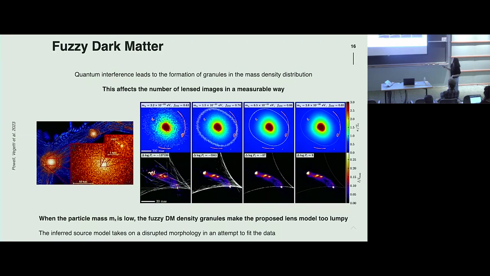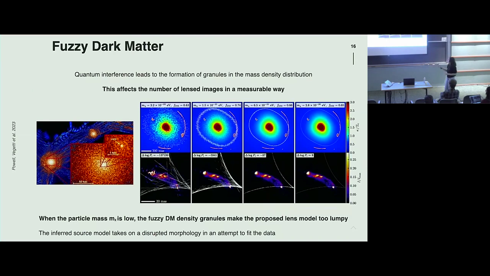As dark matter goes from more fuzzy to less fuzzy, the mass density distribution of your galaxy is less granular, so you get very smooth critical curves. On the other hand, you get loads of granules, and so you get all these jagged critical curves. What it means is that if you take two points on the lens plane, they should map back to the same position on the source plane, and they don't on milliarcsecond scales, okay?